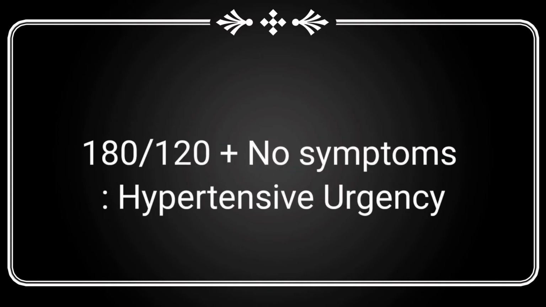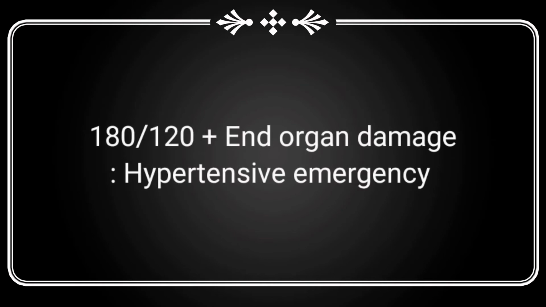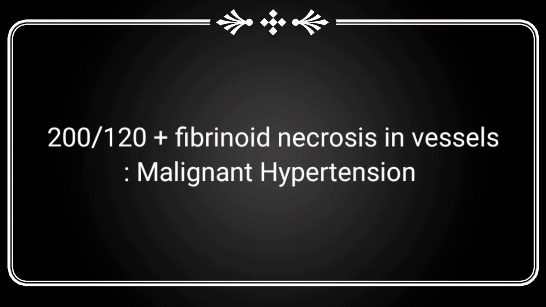Now, what is hypertensive urgency? It is severe hypertension, typically systolic blood pressure more than 180 millimeters of mercury or diastolic blood pressure more than 120 millimeters of mercury in an asymptomatic patient. There is another term, hypertensive emergency. It is defined as severe hypertension with end organ damage, that is, neurologic changes, myocardial ischemia, infarction, coronary artery disease, or aortic dissection, etc.